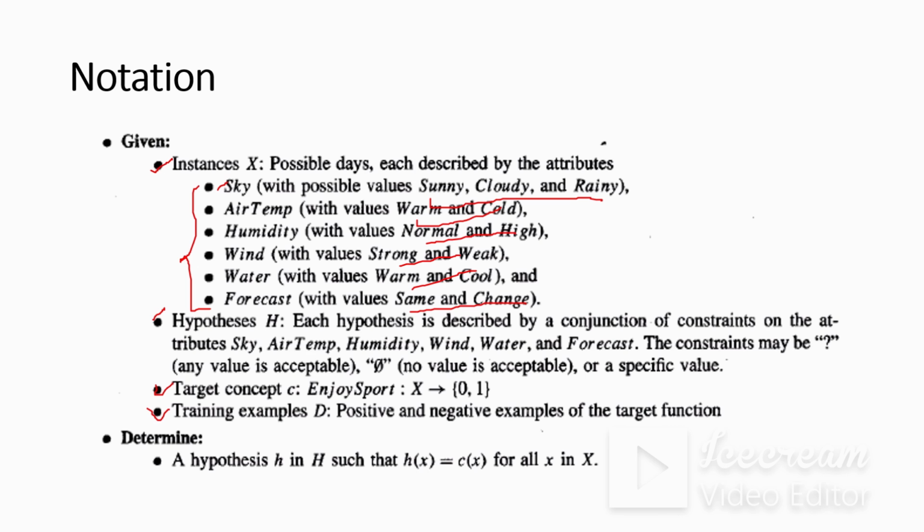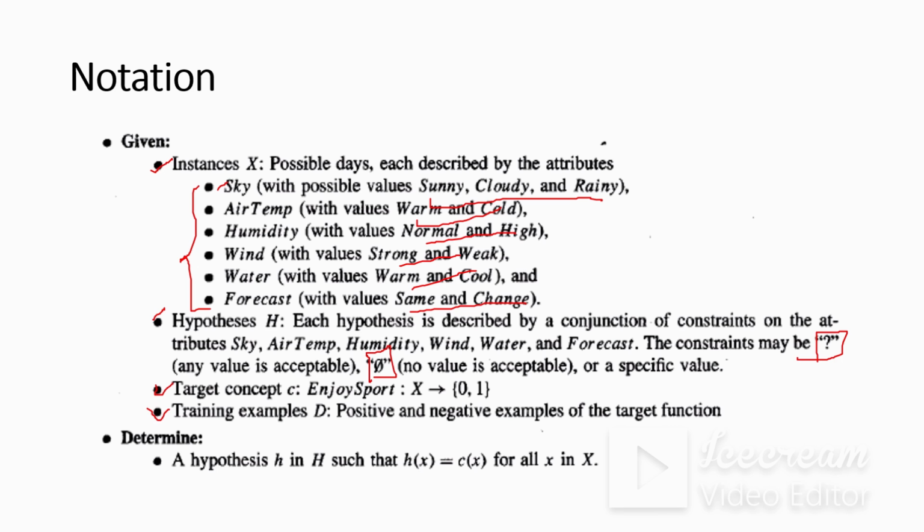These are the instances. Now looking at the hypothesis space or hypothesis. The hypothesis, in addition to the instance space values, has 2 different values. One is the question mark and the other one is the phi.